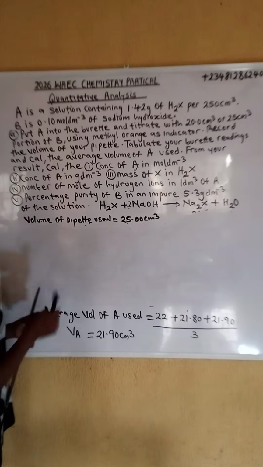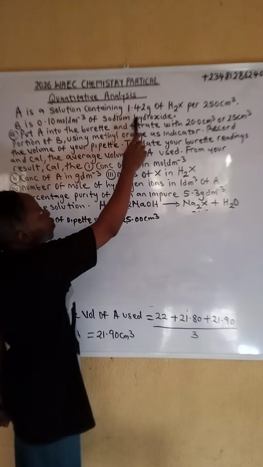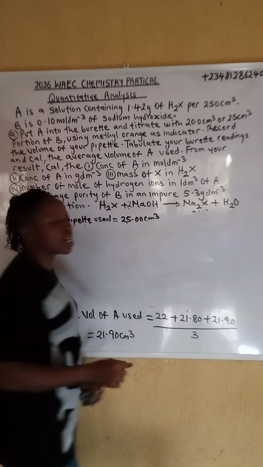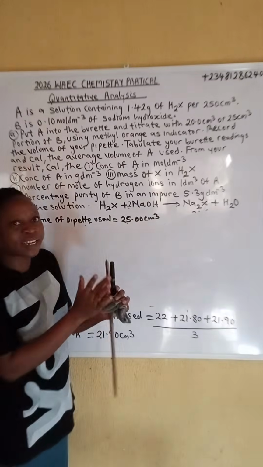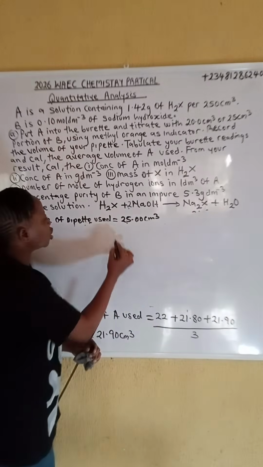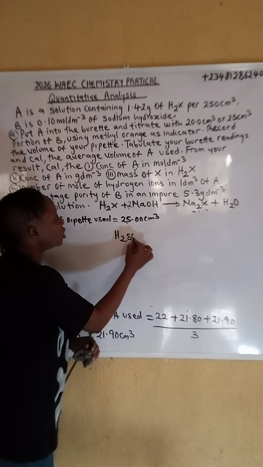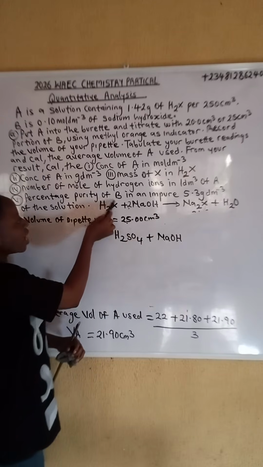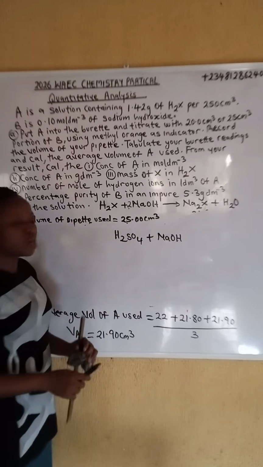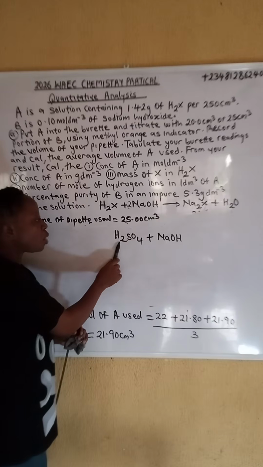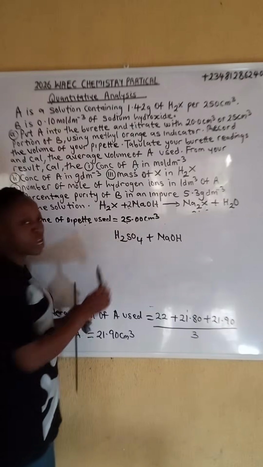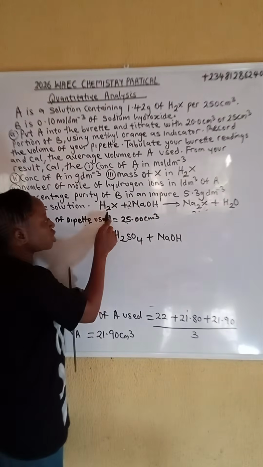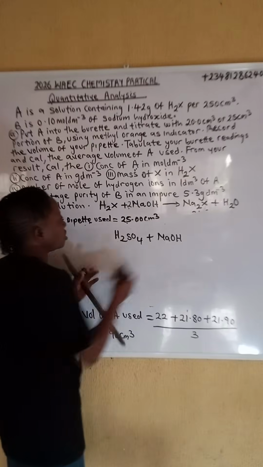From the question now, we have A is a solution containing 1.42 grams of this unknown acid per 250 centimeter cube. Then for this titration, we have titration between H2SO4 and sodium hydroxide. But our acid is unknown from the question, but our acid for this one is H2SO4. So it shows that this is an unknown acid. So the reaction between this H2SO4 and sodium hydroxide gives this. Now let's proceed.